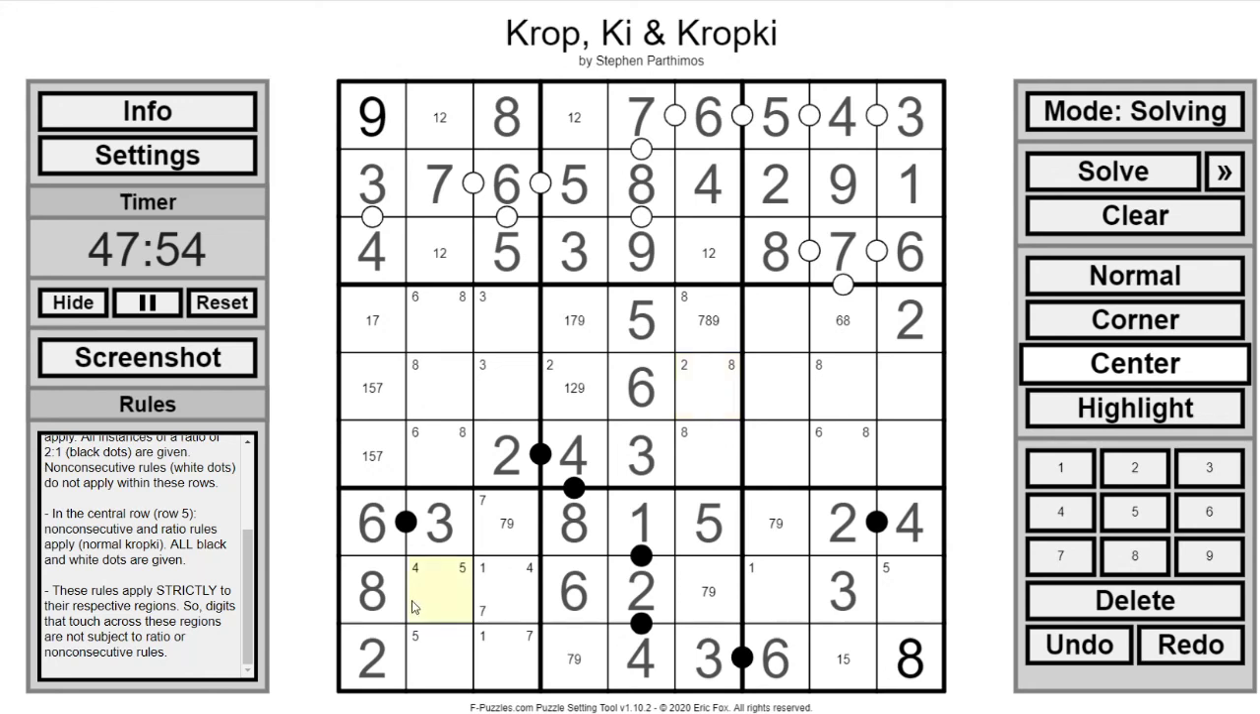Oh, it's something easy I missed. This can't be a 4, because there's no black dot. So this is a 4. Now this is a 1. This is a 7. This is a 9. So the 7 must be in one of these spots, so that's a 7. That's a 9.